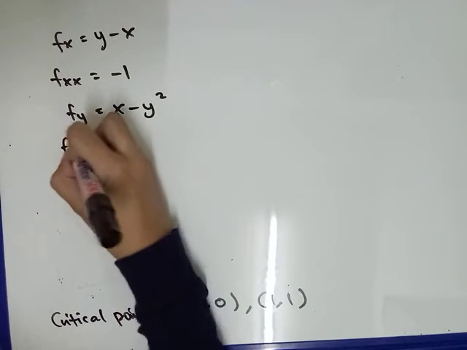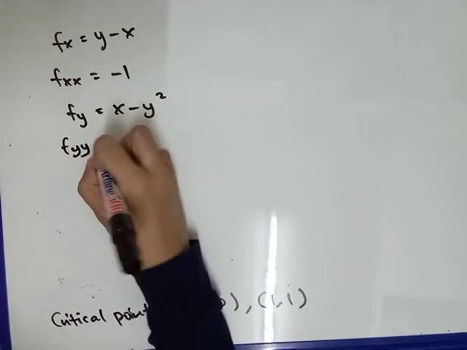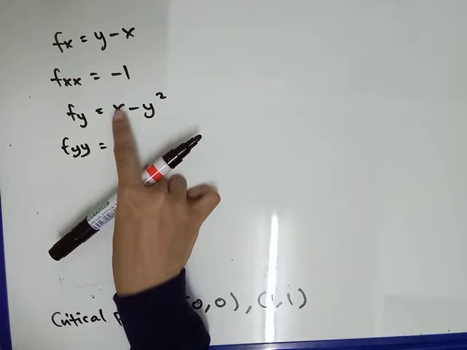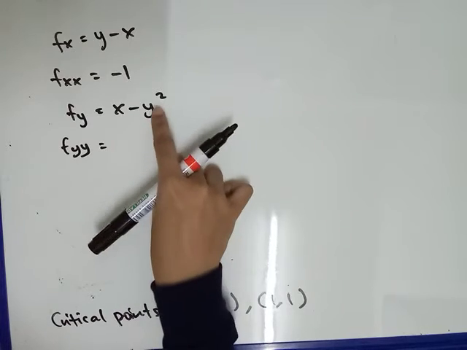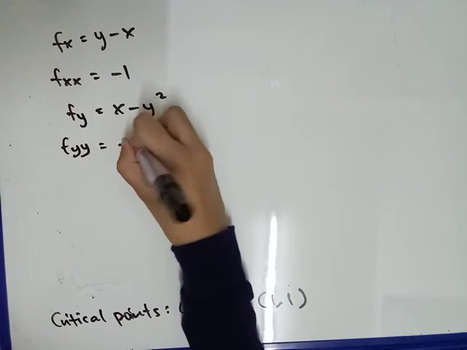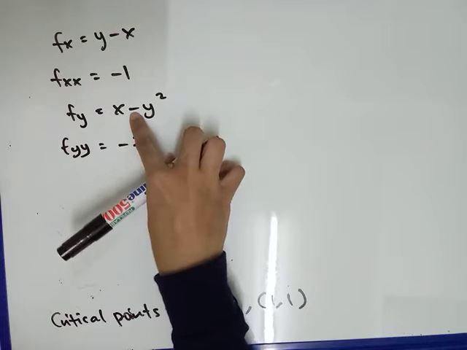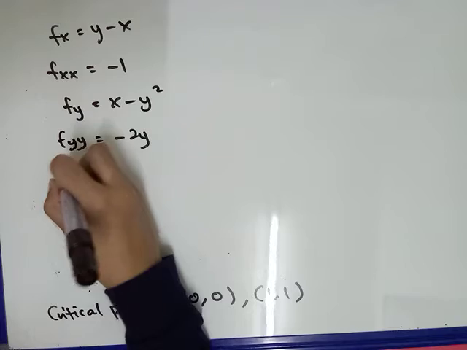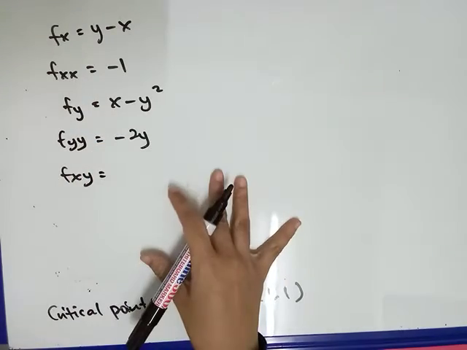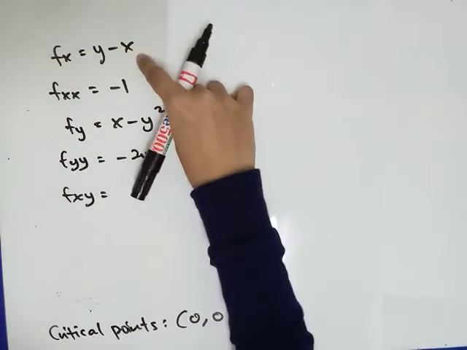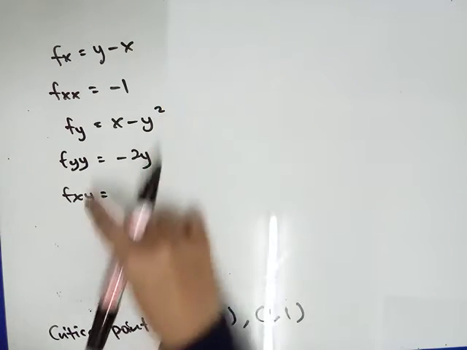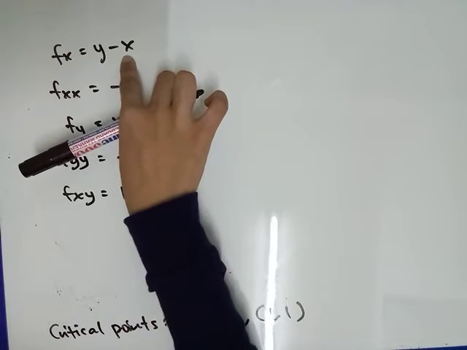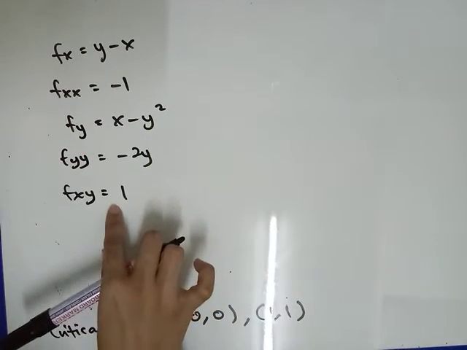We need to find the second derivative with respect to y from fy. So x is a constant, differentiate constant, we get 0. Differentiate y square, we get 2y, so it is -2y because we have negative here. What about fxy? From fx, we need to find the second derivative with respect to y. Differentiate y, we get 1. Differentiate constant, we get 0. So the answer is 1 for fxy.